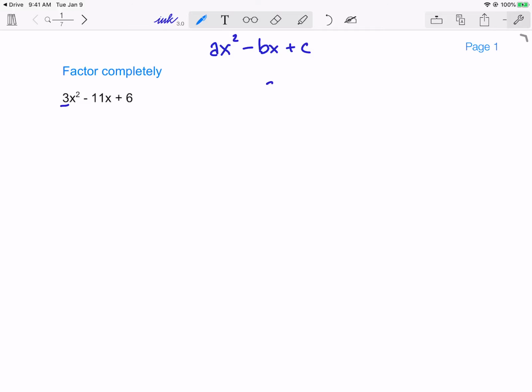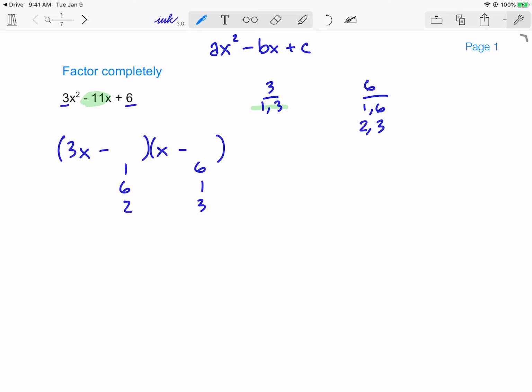So I go into the factor pairs of 3, which are 1 and 3, factor pairs of 6, which are 1 and 6, and 2 and 3. So based on these factor pairs of 1 and 3, I know I've got a 3x and an x. Now why did I put a minus sign? Because today all of the problems have a negative middle term. So my goal is to make a negative 11x. Now I could consider 1 and 6, 6 and 1, 2 and 3, or 3 and 2. There's 4 combinations to consider here.